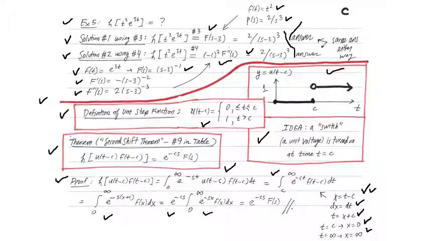And then this thing that we're left with is basically just the definition of the Laplace transform, except with x as the integration variable instead of t. So that integral is just the Laplace transform of f, and so we end up with that exponential times F of s as the Laplace transform of the function that we started with. So that proves property 9 in the table, the second shift theorem.